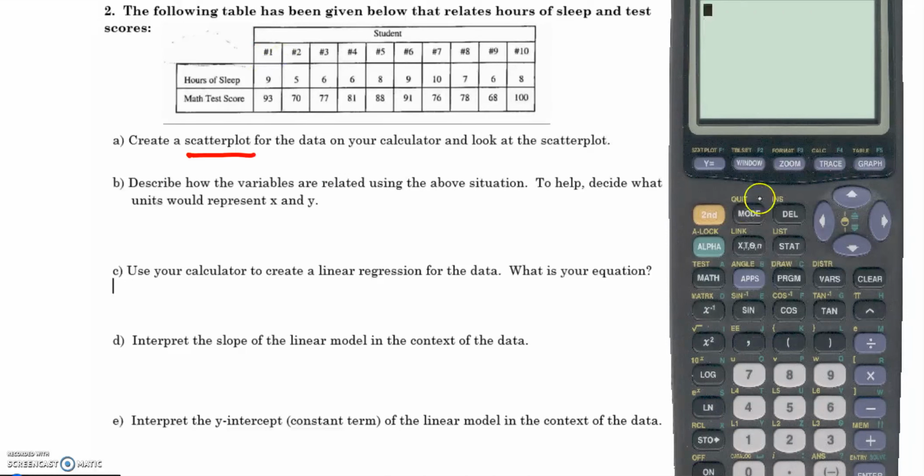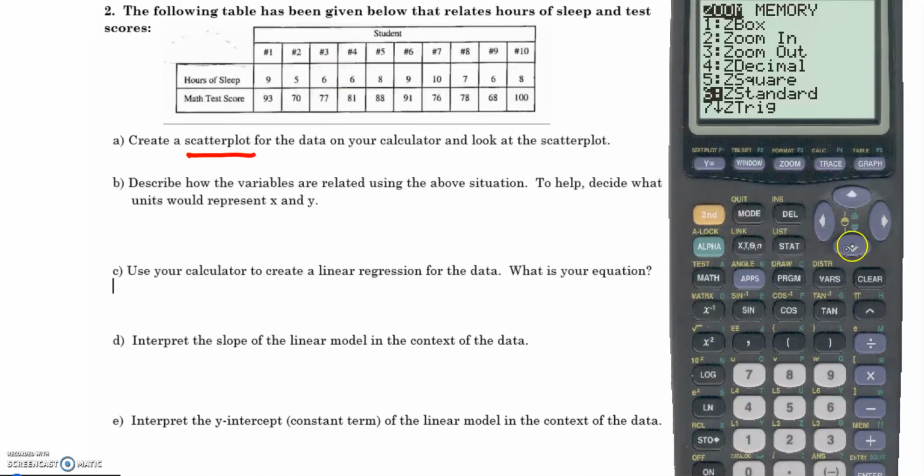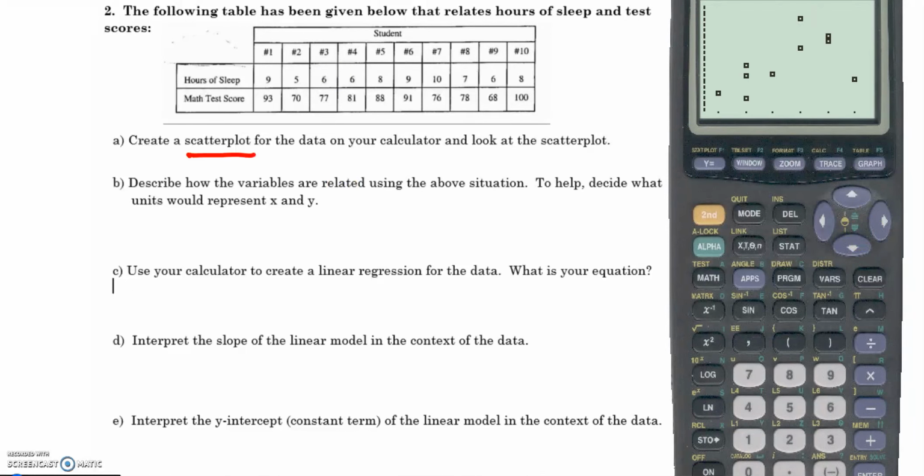Then you can Second Quit again, and now we can press Graph. Now if you're like me, you're not going to see your graph. What you need to do is go to Zoom, and then I believe Zoom Stat is number 9. I'm going to scroll down and make sure. Correct. If you press Zoom Stat and your stat plot is on, you should be able to see all of the points that you just plotted.